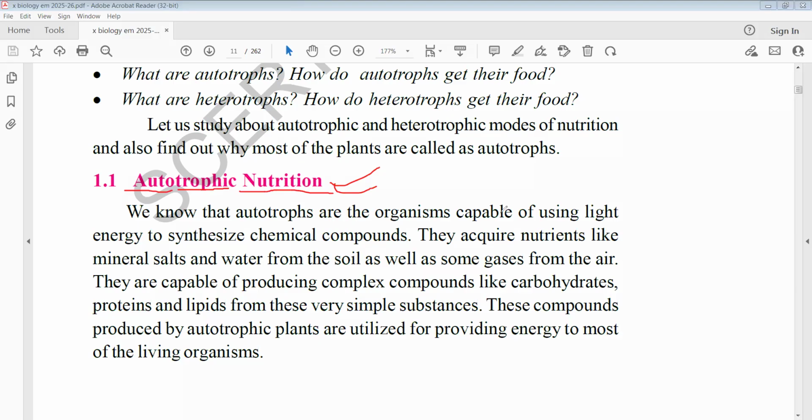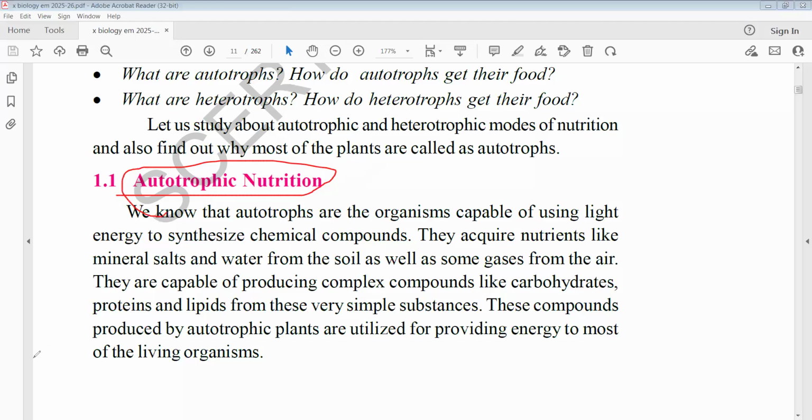Whereas another kind of nutrition is heterotrophic nutrition. Hetero means different, and trophic means food. Here the organisms which depend on autotrophic organisms for food are known as heterotrophic nutrition. Now let us go through autotrophic nutrition, as it is a likely choice to come in the examination.